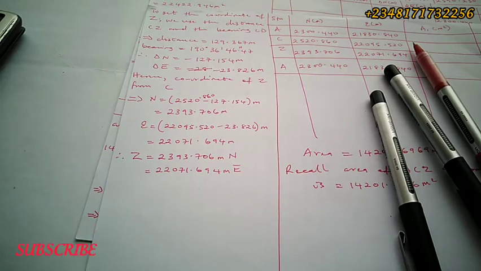So we can now see that we've actually performed the subdivision of the parcel and we've confirmed the coordinate of that point Z.